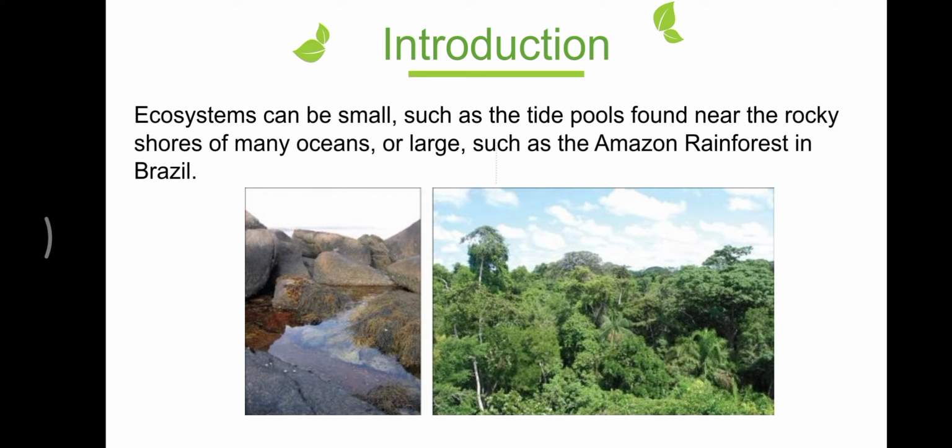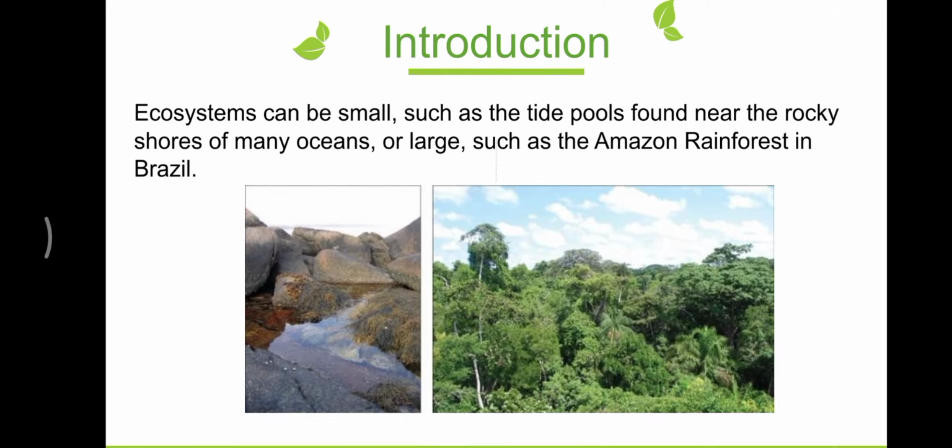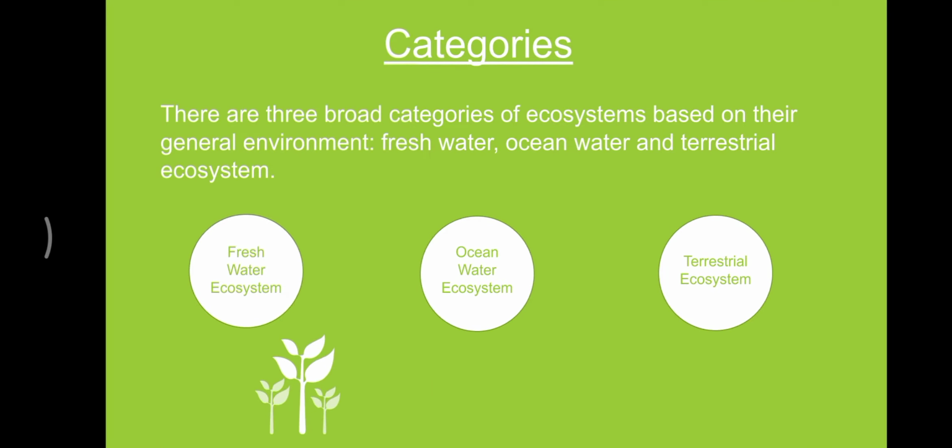an ecosystem can be small, such as the tide pools found near the rocky shores of many oceans, or large, such as the Amazon rainforest in Brazil. I have attached these two images where you can see a tidal pool ecosystem in the marine environment and an Amazon rainforest ecosystem in Brazil. We have three broad categories of ecosystem based on the general environment. It is freshwater ecosystem, ocean water ecosystem, and terrestrial ecosystem.